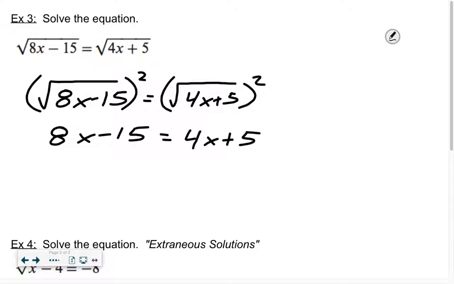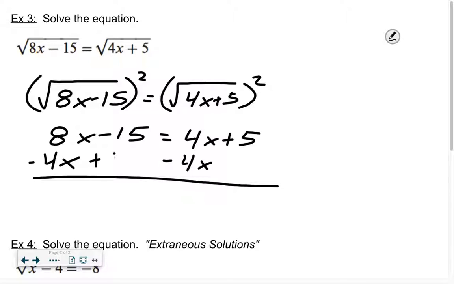So when you work with square roots or cube roots or fourth roots, whatever it may be, if they're both inside the square root, we have this idea that you can essentially take whatever's on the inside and set them equal to one another. Subtract 4x. In the same step, let's add 15.